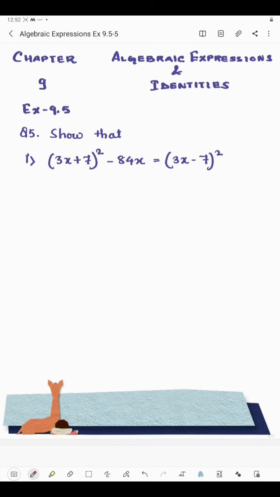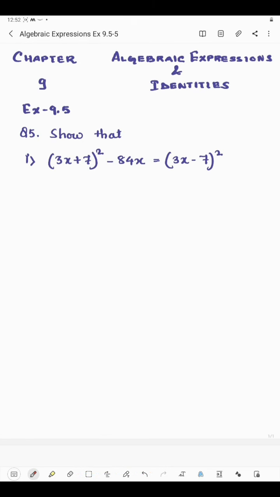Now question number 5 says show that (3x + 7)² − 84x is equal to (3x − 7)². That means we have to show that the left hand side is equal to the right hand side. And for this we have to solve the left hand side and right hand side separately. Okay, so let us solve the left hand side at first.